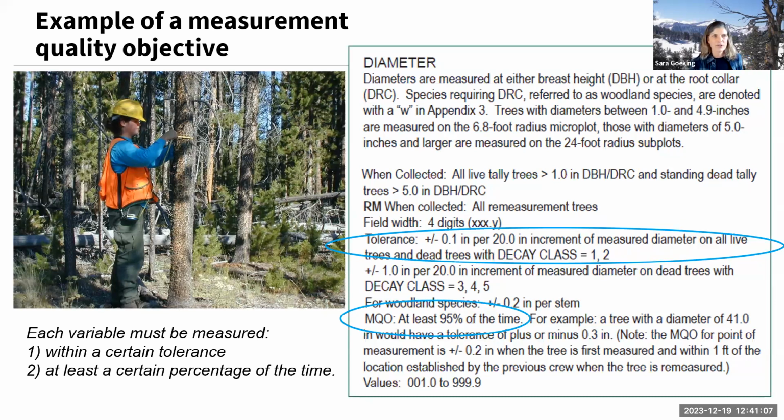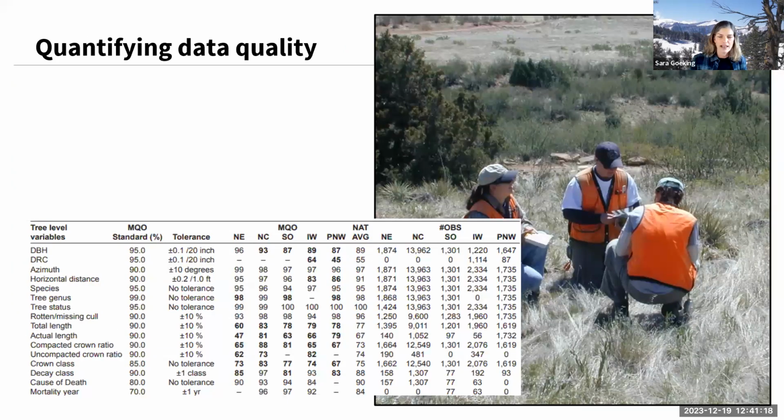So we have two things we're looking for. Is it within that tolerance that we set? And is it within that tolerance, you know, whatever percentage of the time? So after we've done this at lots of plots, we report and publish on the results of the data quality assessments. Here I've pasted a table.